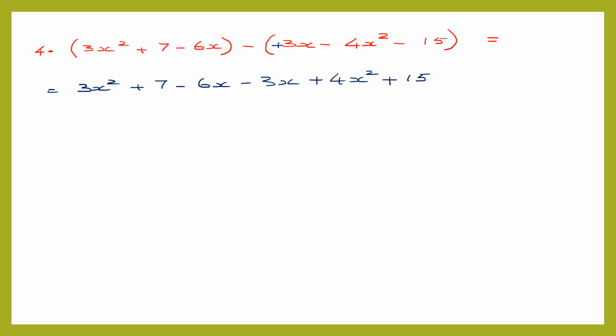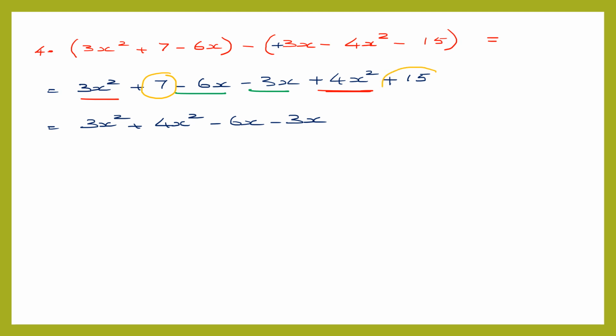Now let's take all the like terms together. We have 3x square. Now do we have any other x square? We have plus 4x square. Let's write that. Plus 4x square. Now let's take the x terms. So we have minus 6x minus 3x. Then let's take the whole numbers. Here we have 7 and here we have 15. So we have plus 7 plus 15.